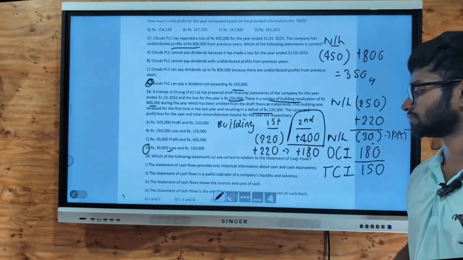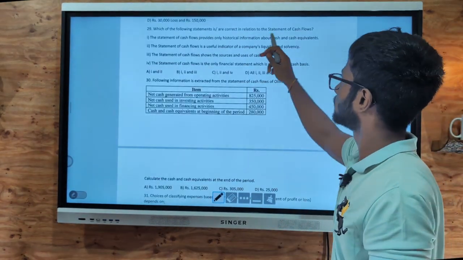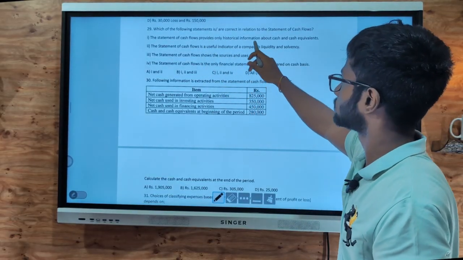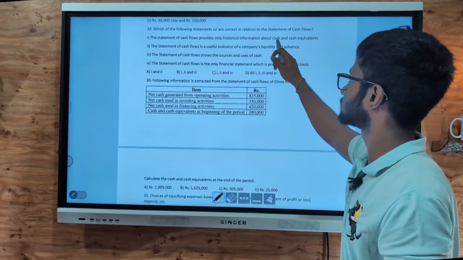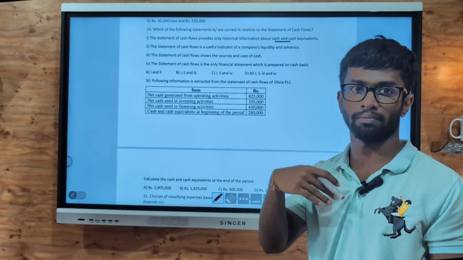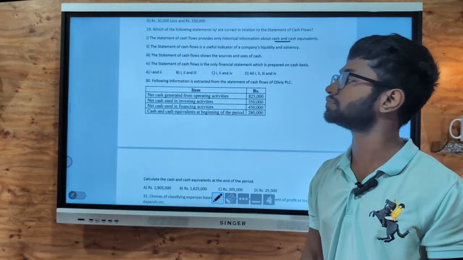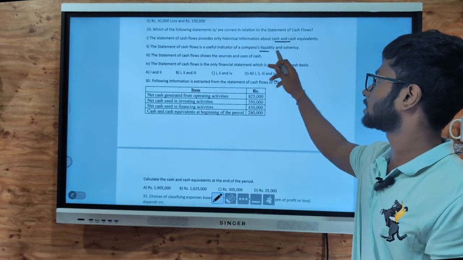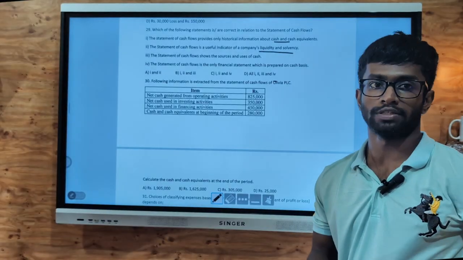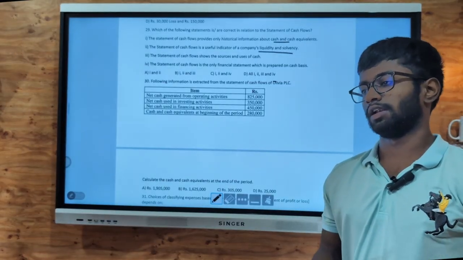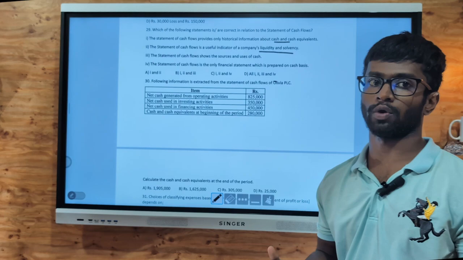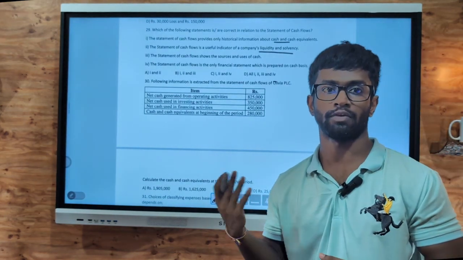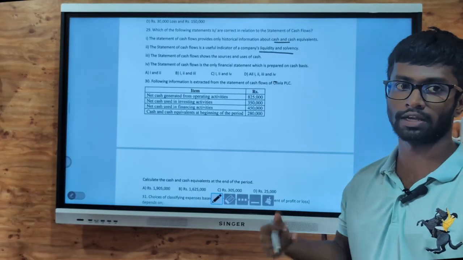This is a good question. We have to get what is correct related to your statement of cash flow. Statement of cash flow provides historical information about the cash and cash equivalents. That is true. What happened previously. You can't forecast the future. Statement of cash flow is useful for indicators of companies' liquidity and solvency. That is true, because it shows how much liquidity, cash, that you have. And solvency is whether you're going to be liquidated soon or not, whether you're going to go bankrupt. You can get an idea from the cash flow.